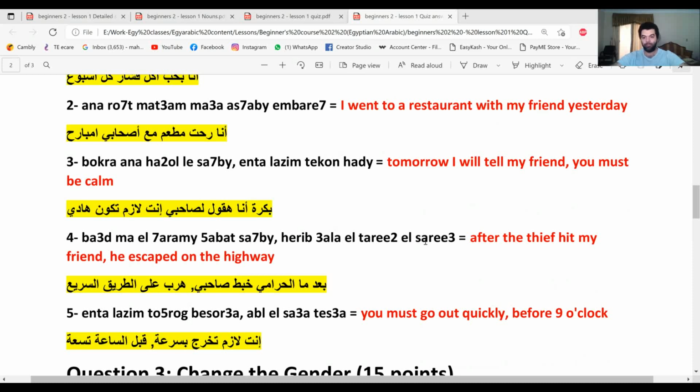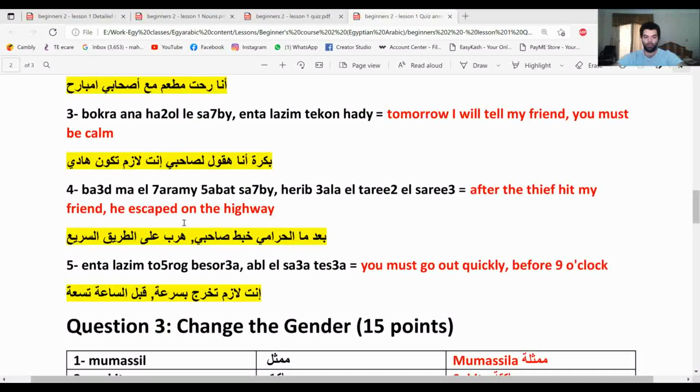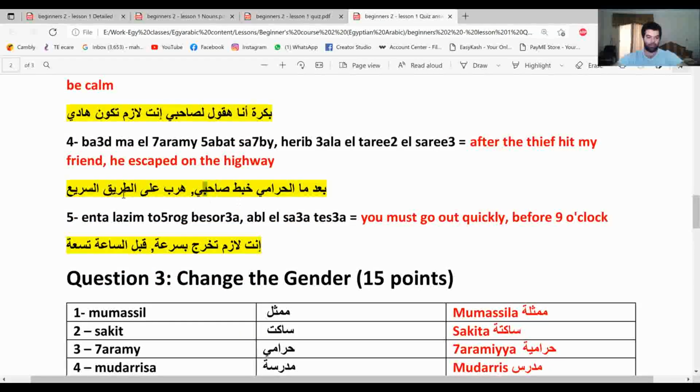Good. Now number 4. بعد ما الحرامي خبط صاحبي هرب على الطريق السريع. What does that mean? After the thief hit my friend, we mean hit with a car, like in the story, he escaped on the highway. Good. Remember why we have ما here? بعد ما, because we have a verb, خبط, right? So when we say بعد and then verb, we need ما in the middle. Okay, and you have the Arabic here, of course.